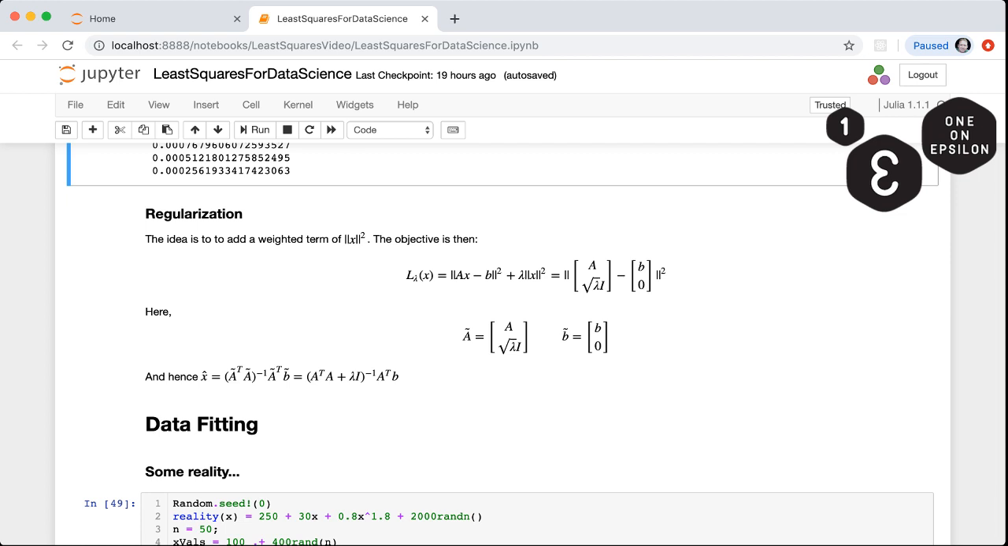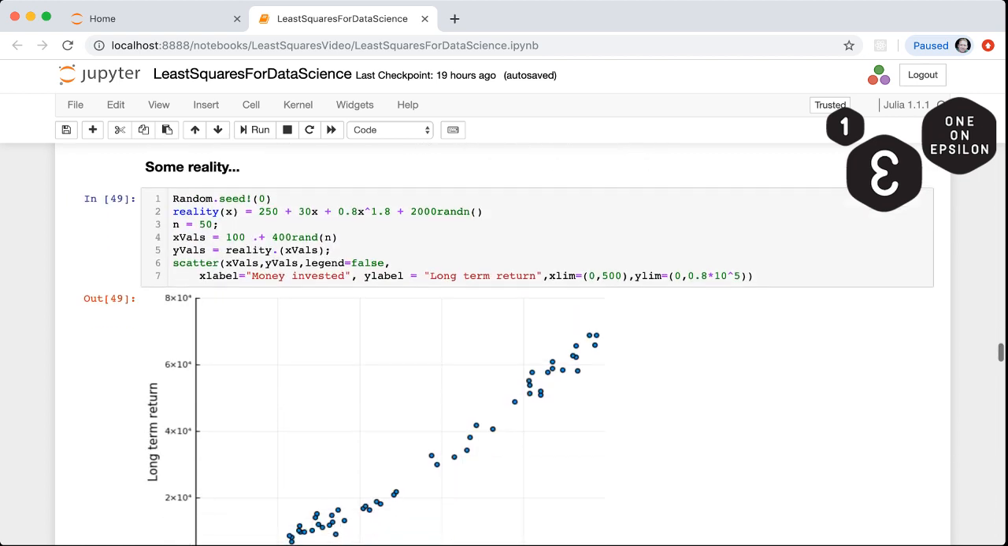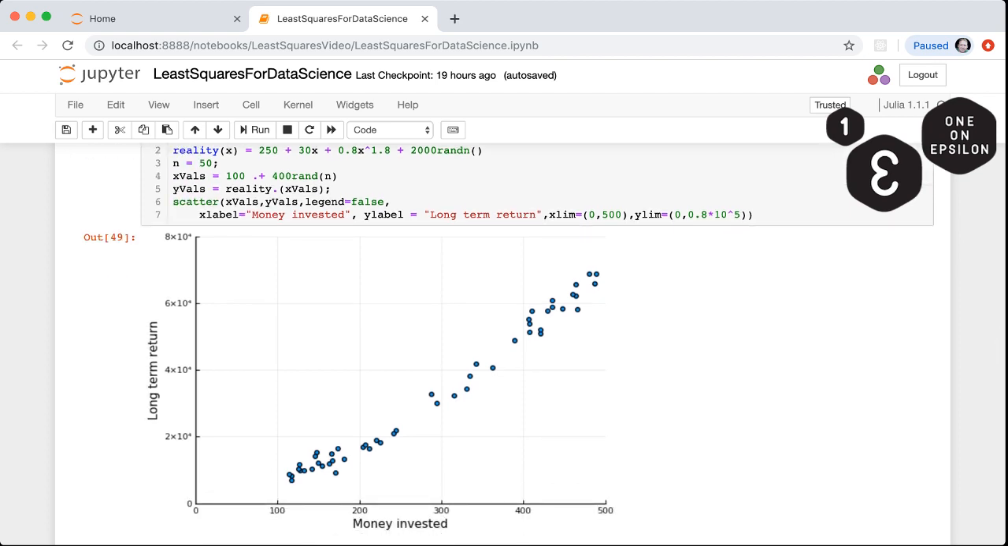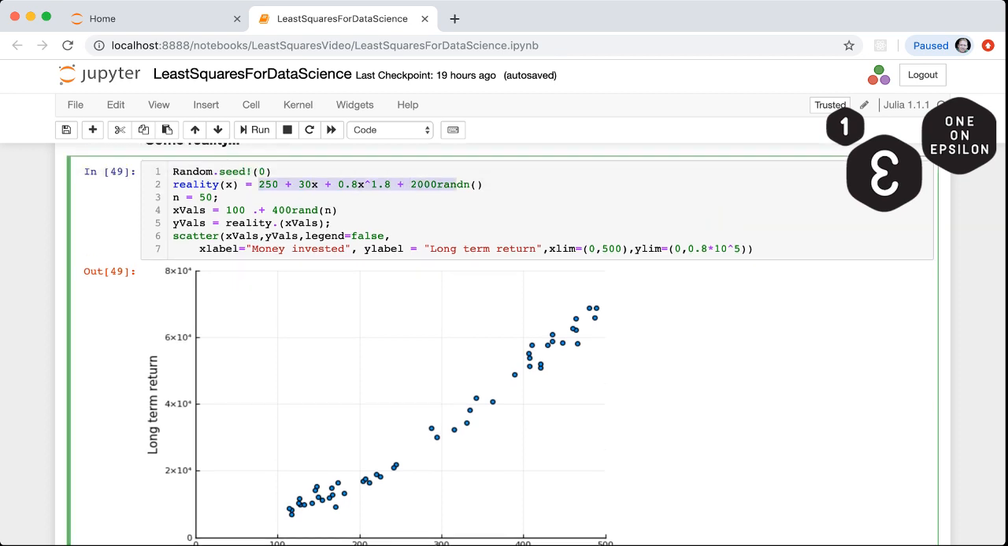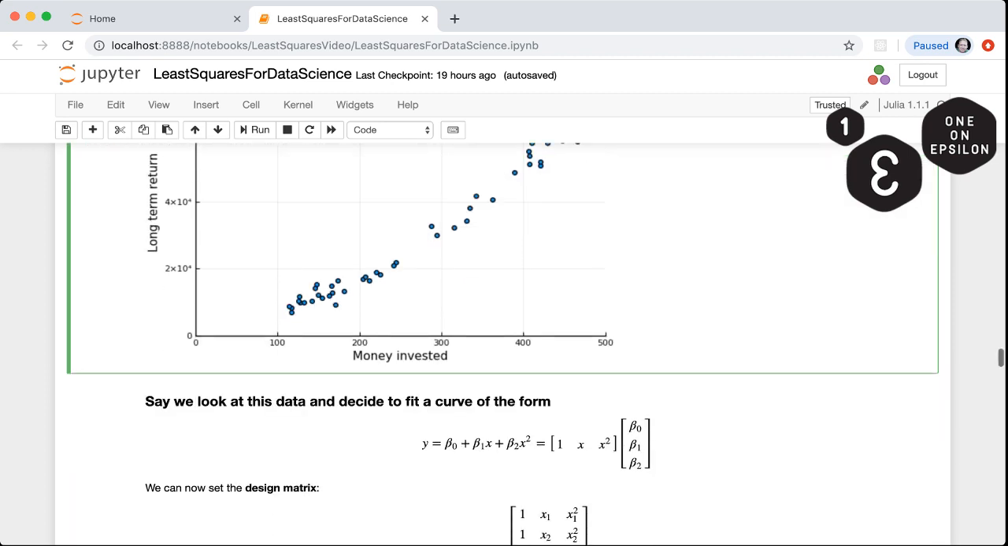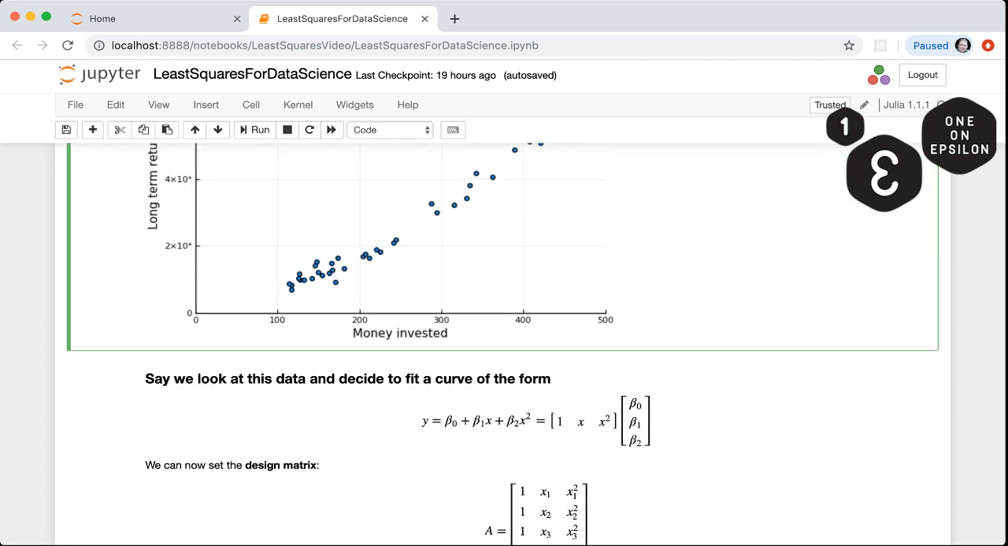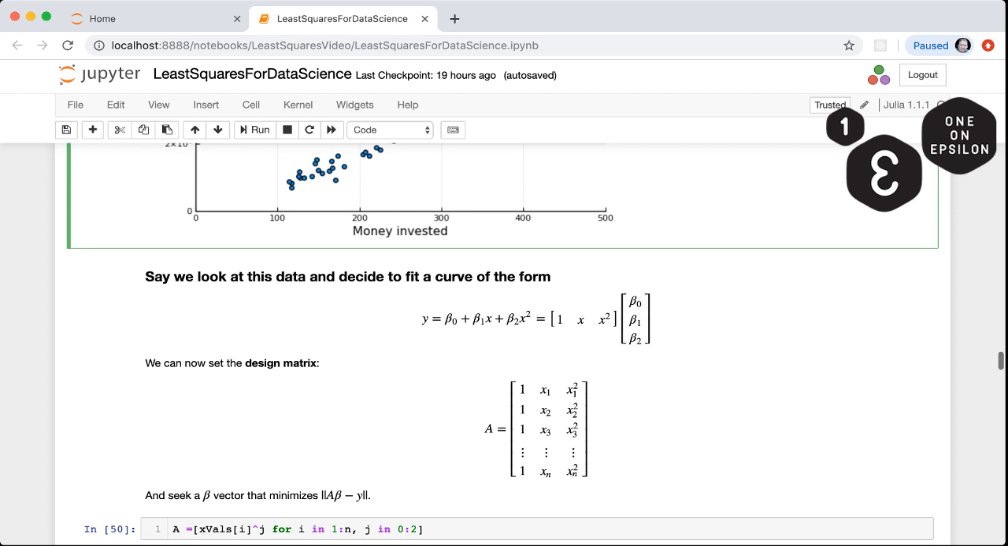Okay, let's move on to some data fitting. Here is a so-called reality situation. It's far from reality, but it is a situation of money invested versus long-term return, and it was generated using a model that has a linear term and a term to the power 1.8. Let's say we see this data and we decide to fit a curve of the quadratic form, beta 0 plus beta 1 x plus beta 2 x squared.